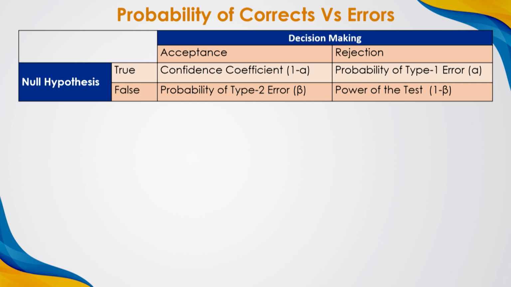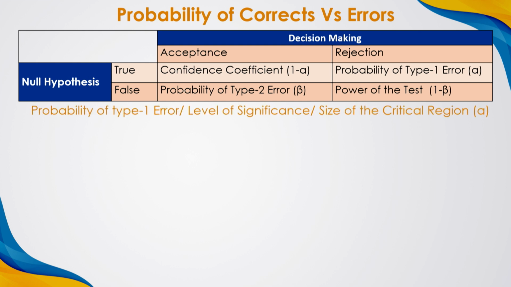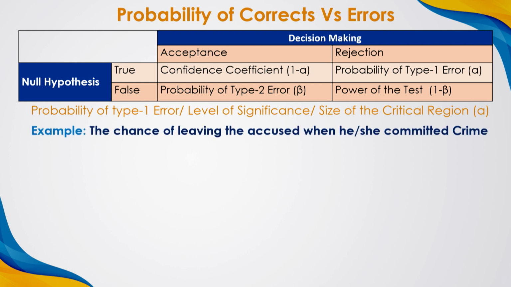Coming to the second option, the null hypothesis is false, but if you accept it, you call it the probability of type 2 error. Mostly it is denoted with beta, and the complementary probability of beta we call the power of the test. So these are the four options in terms of probability. The probability of type 1 error, or level of significance, is alpha.